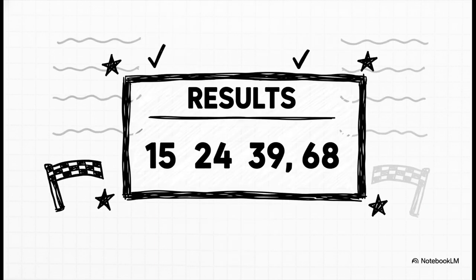And from here on out, it's pretty much rinse and repeat. The algorithm just keeps doing that same dance. Compare, skip if you can, find a match, advance. It finds the other matches at 24, 39, and 68 until one of the lists just runs out of items to check. And we did it all way, way faster than just plodding along.